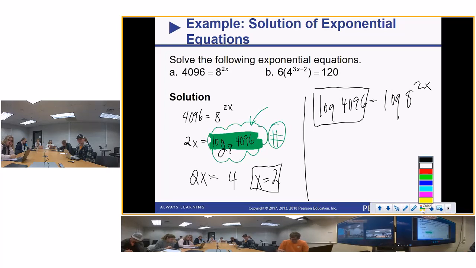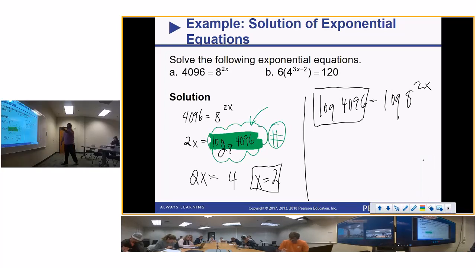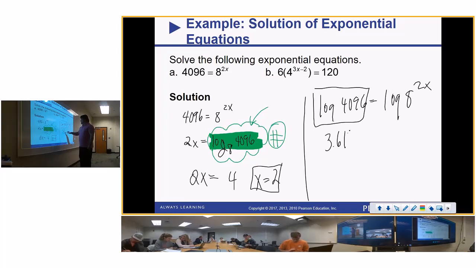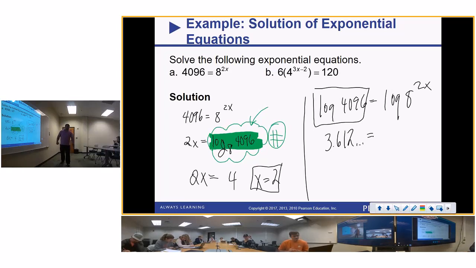All right, so what do we do? Somebody tell me, what's the left-hand side? I know, what is it? Somebody give it to me. I'm sorry, what? 3.6123593, blah, blah, blah. Oh, and now you sit there and stare at it for 15 minutes.